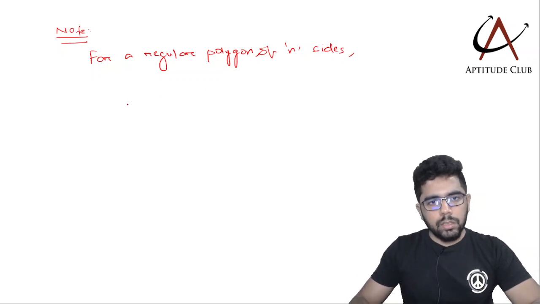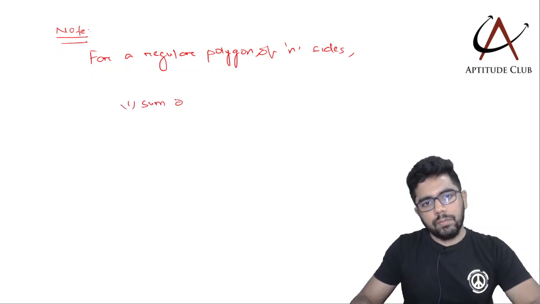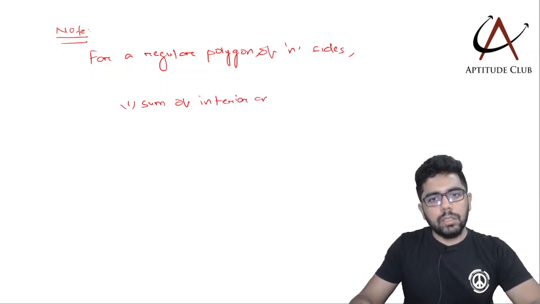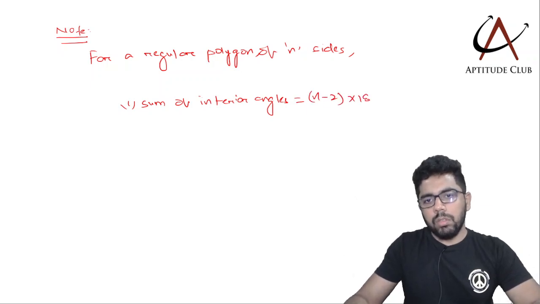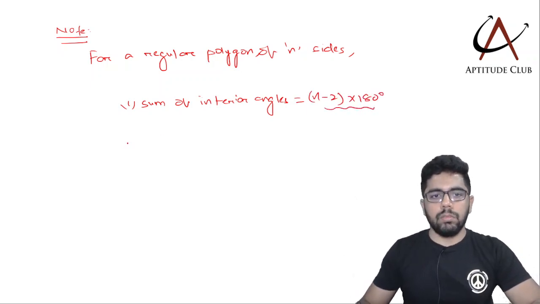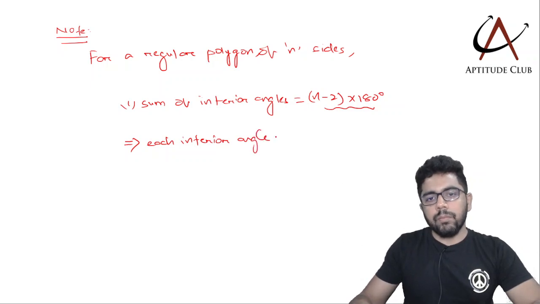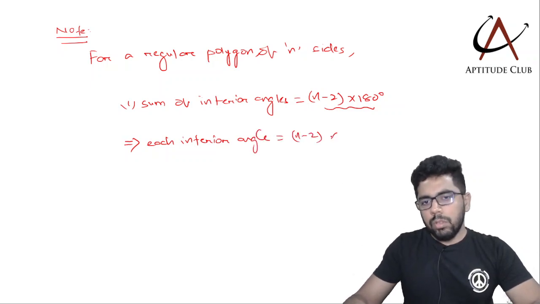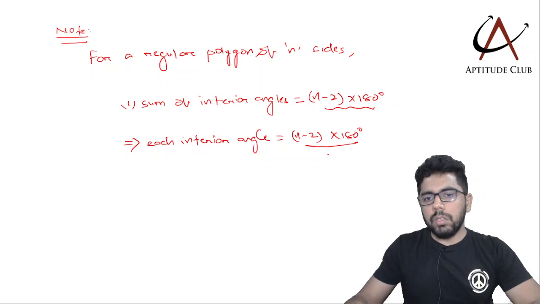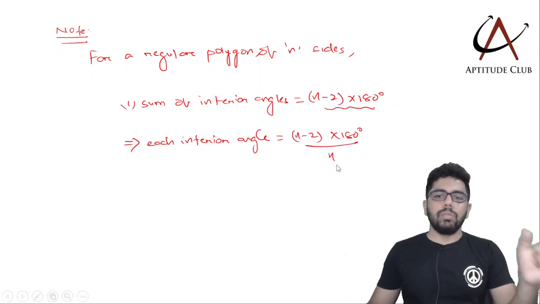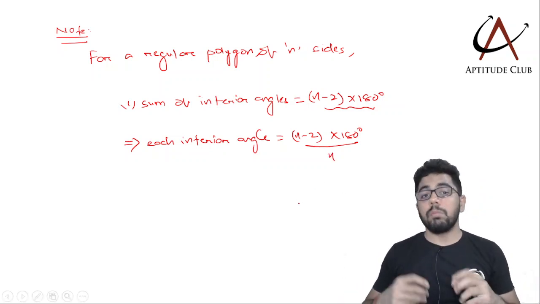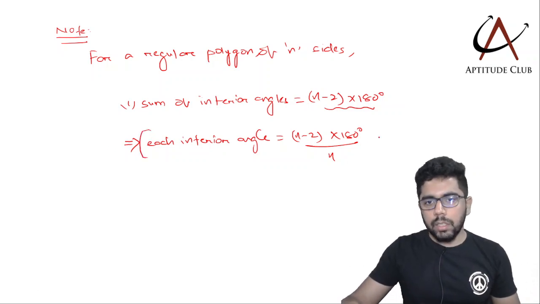So I can write, sum of interior angles is basically n minus 2 into 180 degrees. This implies each interior angle. What will be the measure of each interior angle? It is n minus 2 into 180 degrees, the total sum divided by the total number of angles. So n minus 2 into 180 degrees divided by n. That is the measure of each interior angle.